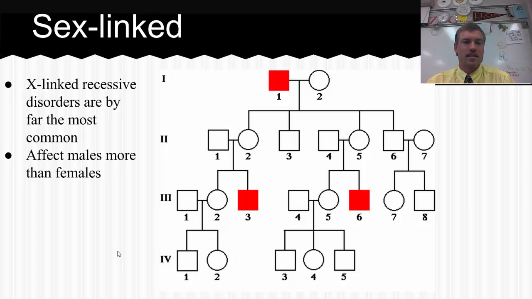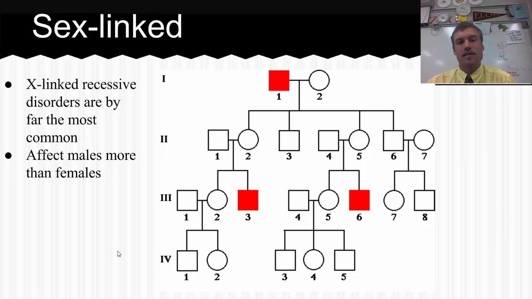We can also have sex-linked diseases. Sex-linked diseases are far more common in men. So when we look at a pedigree, we would be seeing it much more often in men than in women. And they tend to skip generations because most of the time they're going to be recessive.